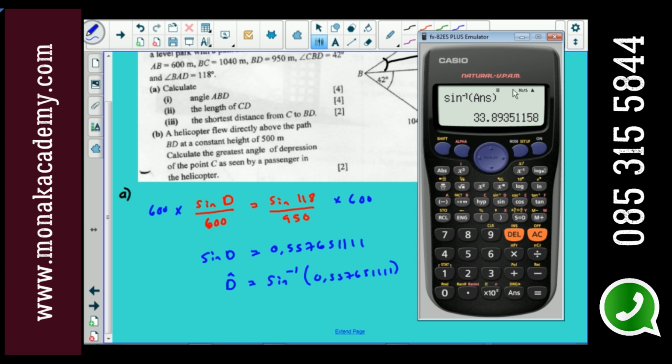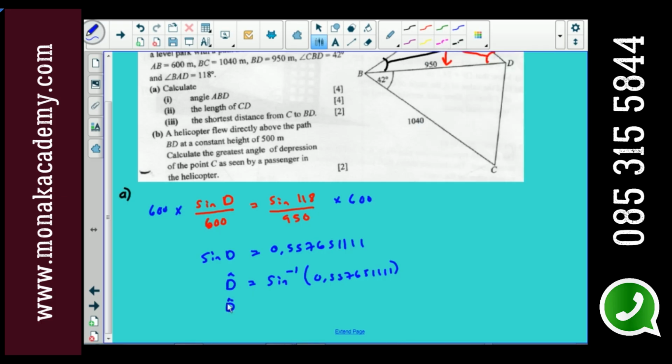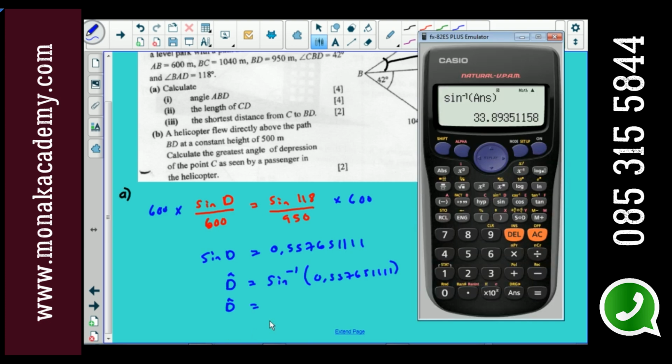So our final answer for angle D is, remember they said for angles, if we don't know the answer, we round off to? For angles, one decimal place. They didn't even say significant figures, they said decimal place. They said one decimal place. It's 33.9. Thank you.